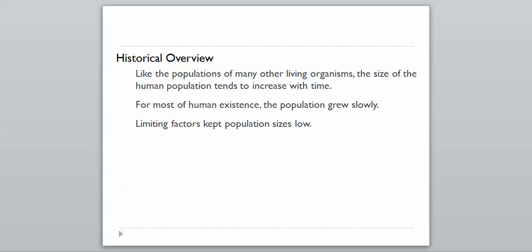Similar to other populations of living organisms, the size of the human population tends to increase with time. And for most of human existence, the population grew very slowly because there were several limiting factors that kept population sizes low. Things like poor sanitation, not a lot of technology, and not knowing much about medicine. Those factors kept population sizes very low, and a lot of death happened in childbirth a long time ago, so that kept our population sizes low.